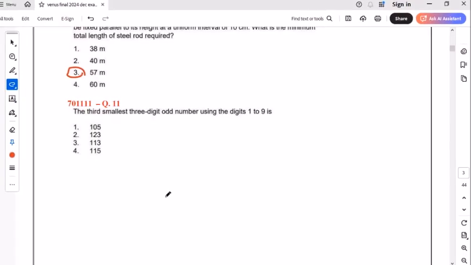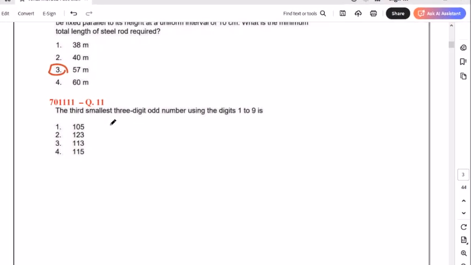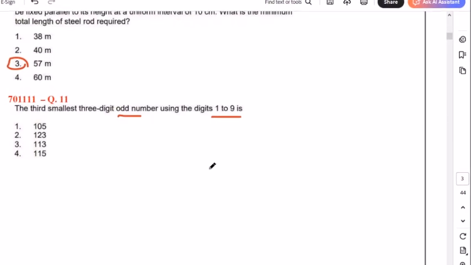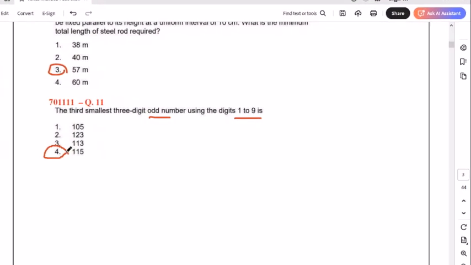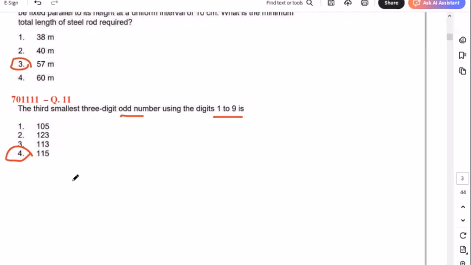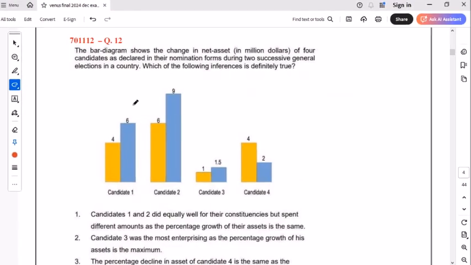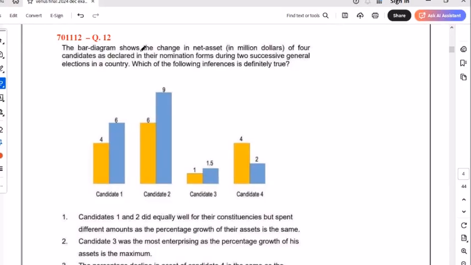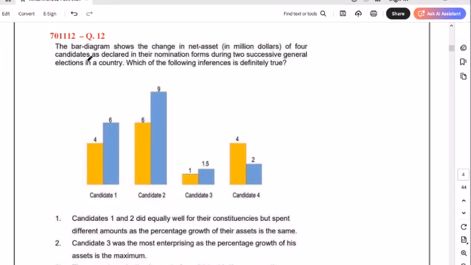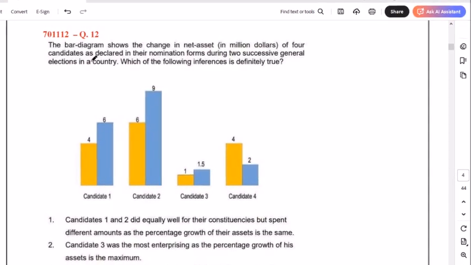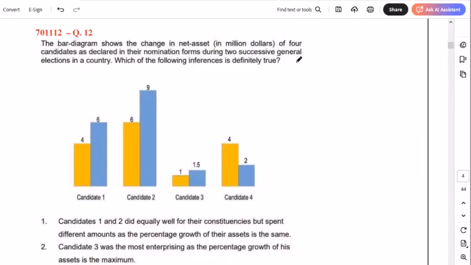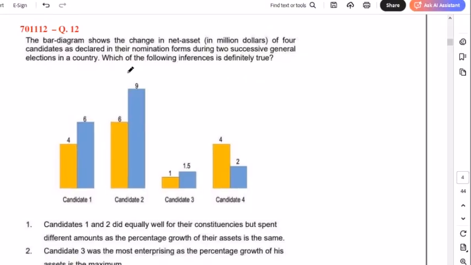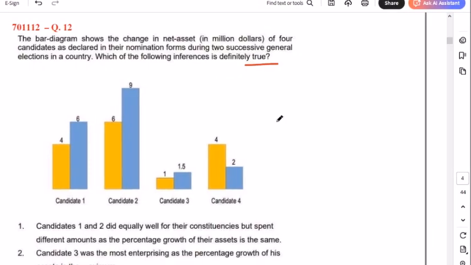Next, question number 11. The third smallest 3-digit odd number using the digits 1 to 9 is 115. This is going to be the smallest odd number. Next, question number 12. The bar diagram shows the change in net asset in $1 million of 4 candidates as declared in their nomination forms during 2 successive general elections in a country. Which of the following inferences is definitely true?